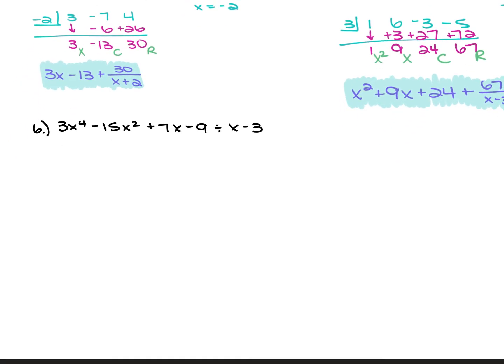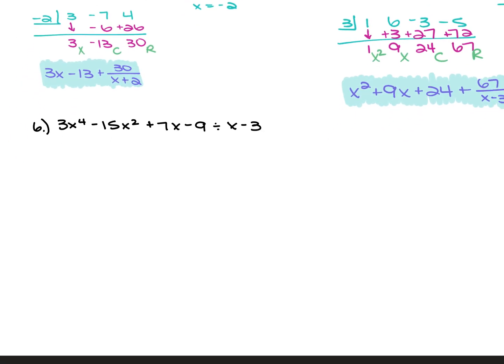For example 6, we have 3x to the 4th power minus 15x squared plus 7x minus 9 divided by x minus 3. If we take that x minus 3 and set it equal to 0, we add that 3 over, and we get that x is equal to 3. So 3 is going to go on the outside.